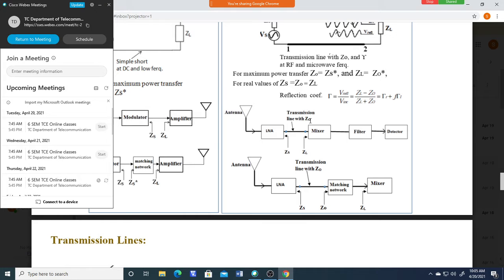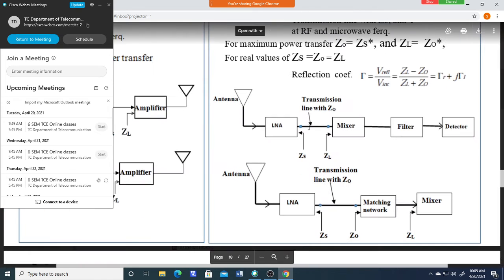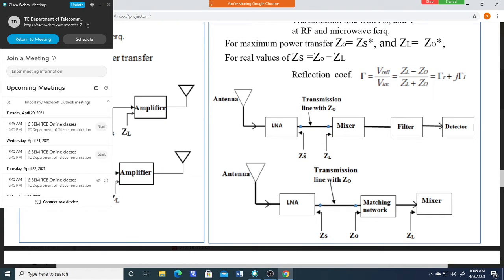It has a characteristic impedance Z0, which is unique for that particular transmission line, as it depends upon its physical structure. So to get maximum power transfer from here to here, this ZS must be matched with Z0. Then the LNA transfers maximum power to the transmission line. Next, to get maximum power transfer to the mixer circuit, this ZL, the input impedance of the mixer, must be matched with Z0. Then maximum power will transfer from here to here.